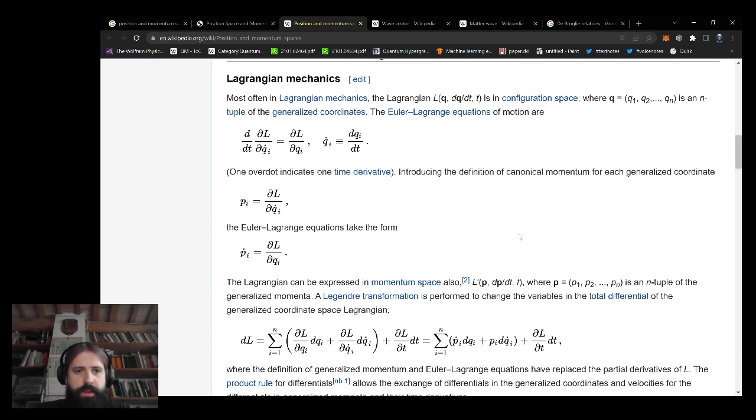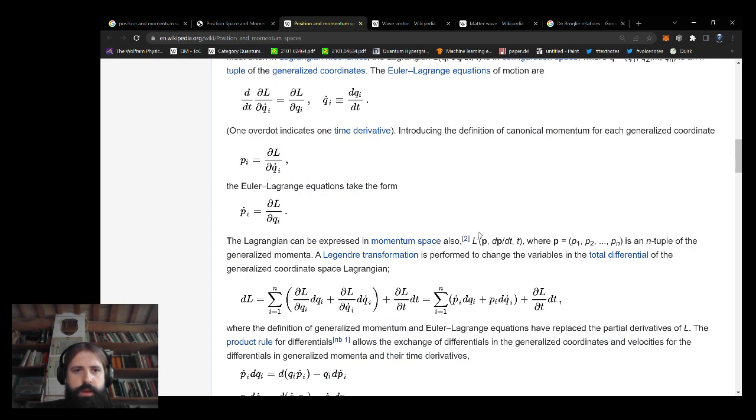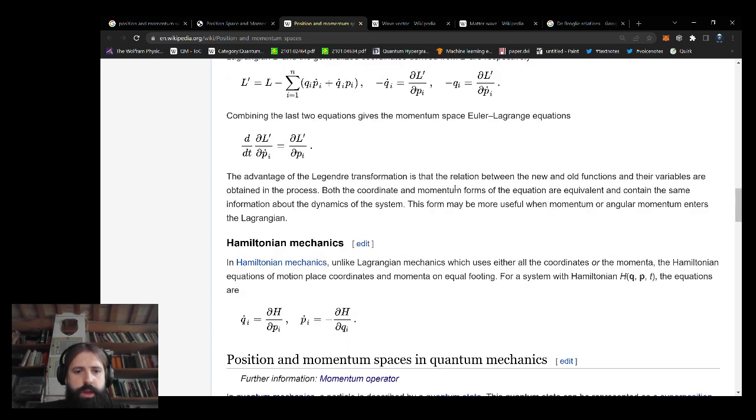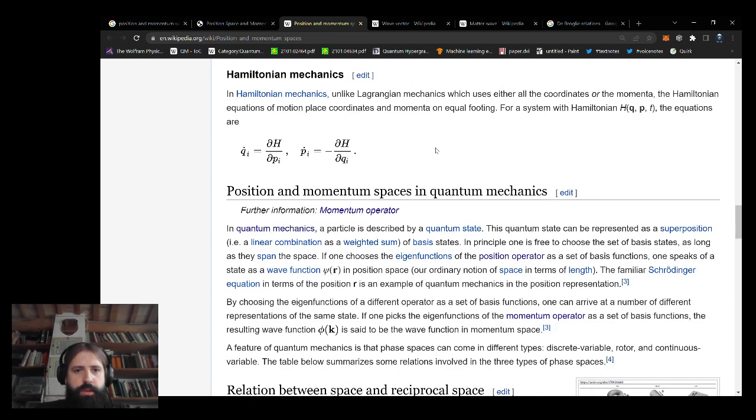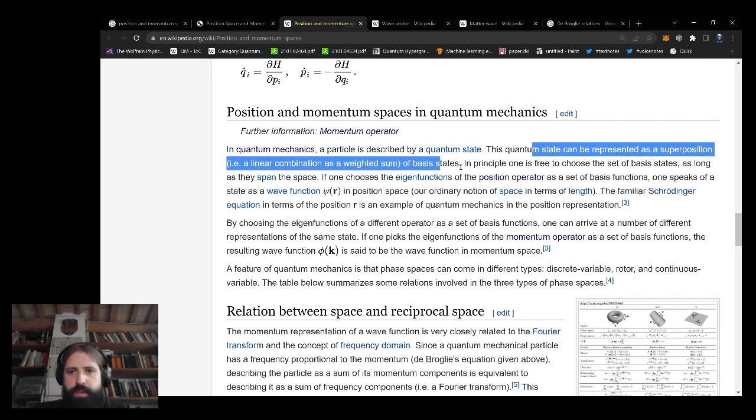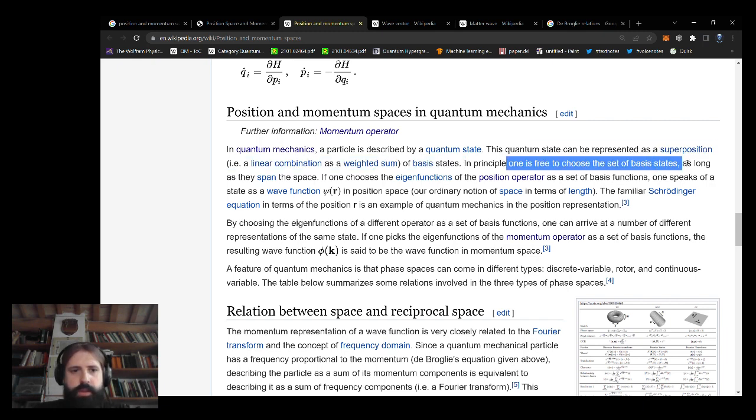Classical mechanics, it's the derivative, right? Hamiltonian mechanics, I should read these though. It will help me understand that. But in quantum mechanics, for the condition of weighted sums of basis states, one is in principle free to choose a set of bases as long as they span the space, which are eigenfunctions.